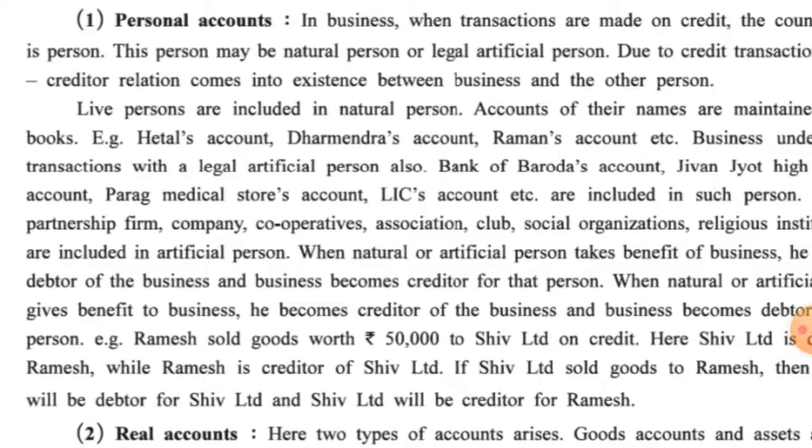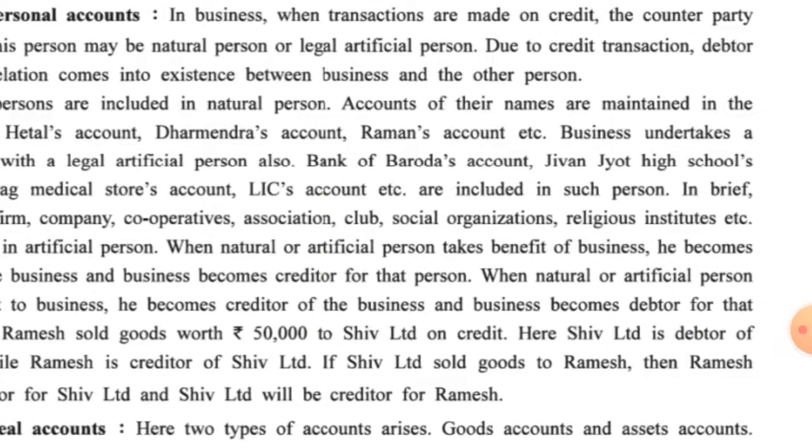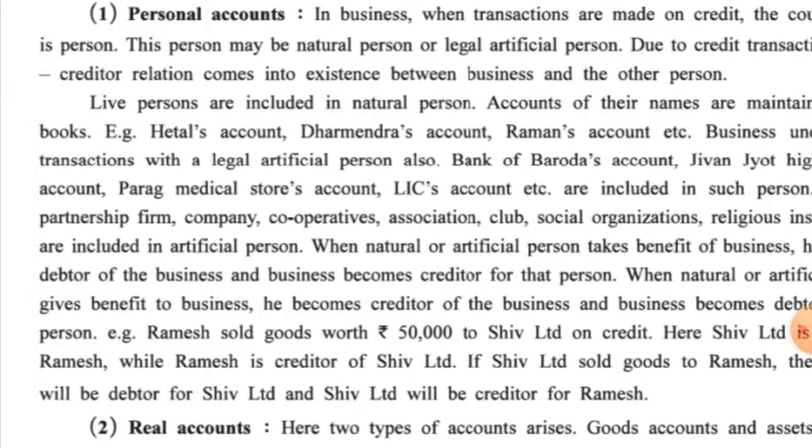So when we are dealing with any such natural person or artificial legal person, they are called personal accounts. When a natural or artificial person takes benefit of the business, he becomes a debtor of the business and the business becomes a creditor for that person. Okay, so an example is given to you.